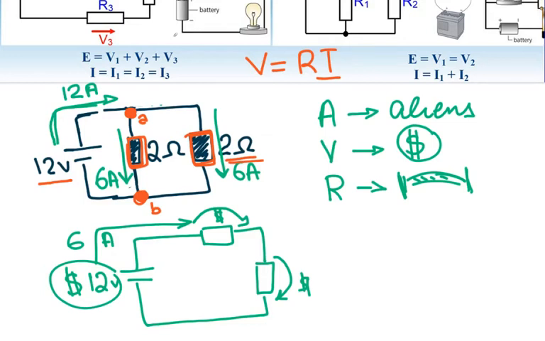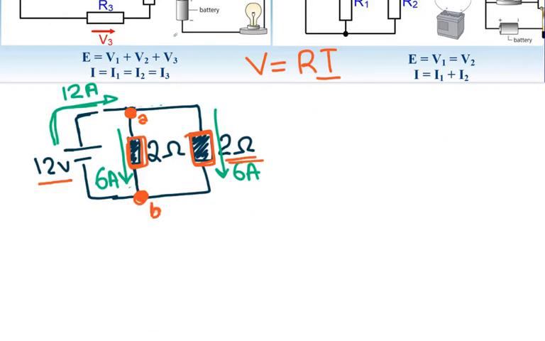So again, aliens is amps, how many aliens live in. Bridges are the resistors. Every time you pass the bridge, you pay money. So when you pay voltage, this is how much voltage is dropped. And then by the time you get back to your original destination, all the money should be spent.